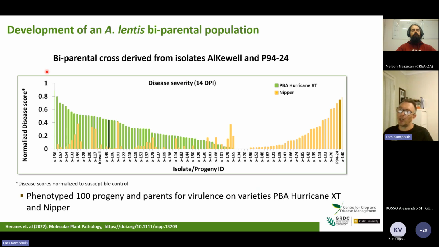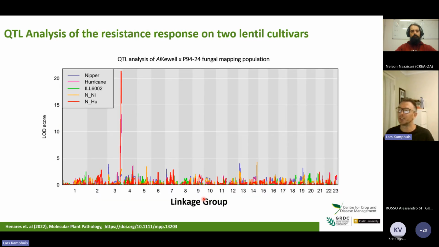And what you can see here in this graph is the disease score on the y-axis, and then the offspring of that cross, as well as the two parents in the darker bars with their responses on hurricane in green and nipper in yellow. So we phenotyped about 100 of these progenies on both parents and then conducted QTL analysis. And that's what you can see in this graph here. So we've got the lot score on the y-axis, and on the x-axis, the 23 chromosomes of Ascochyta lentis.